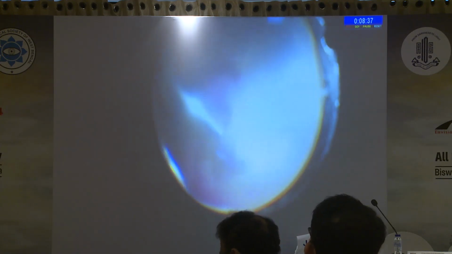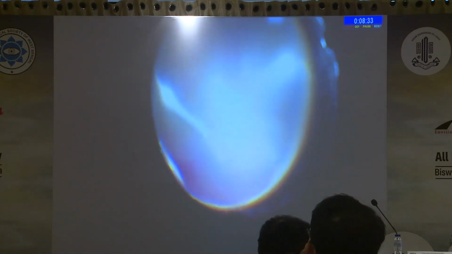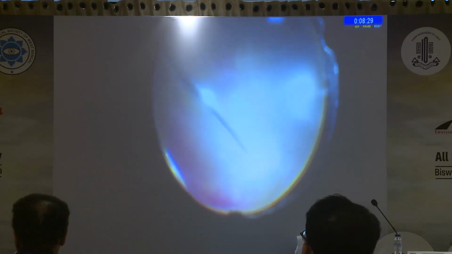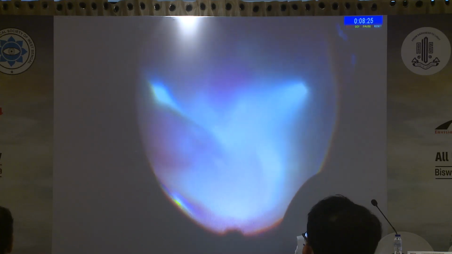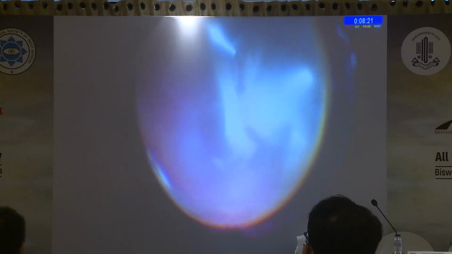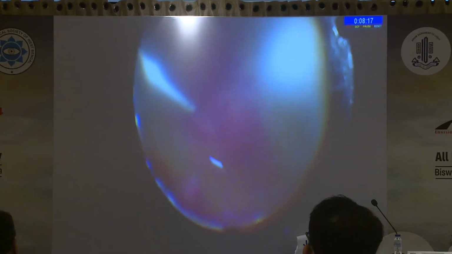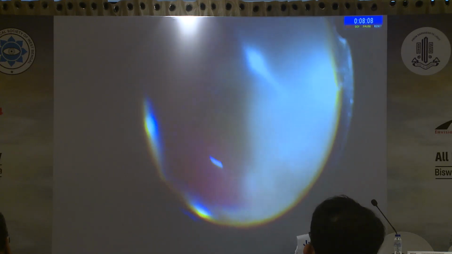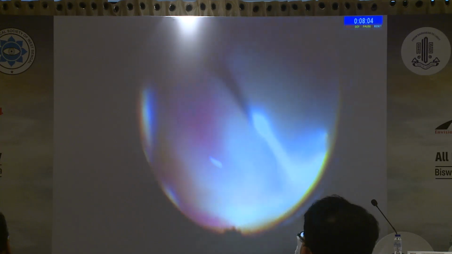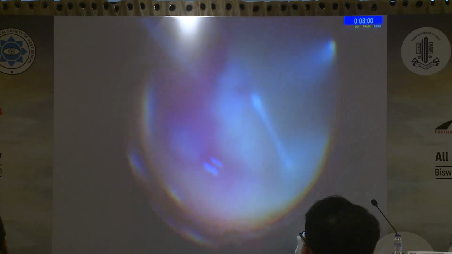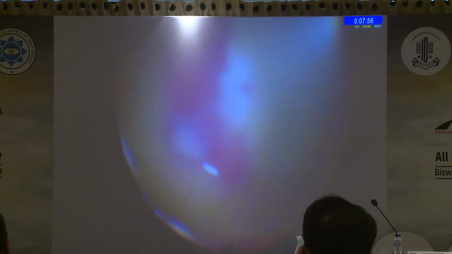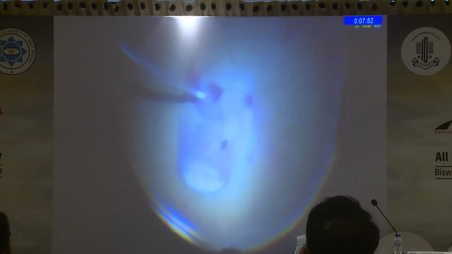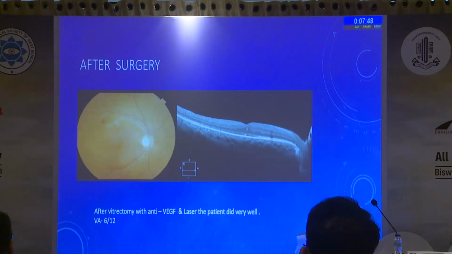But the good part is that sometimes the breakthrough bleeding, especially in RAM, is good, in a sense that you can take out all the blood, and the blood becomes more approachable and can be removed easily. This patient did pretty good after the vitrectomy. Now we can see the retina. A small part is still left behind, but I think with time this goes off. This was after the surgery, and we did a little bit of laser as well.